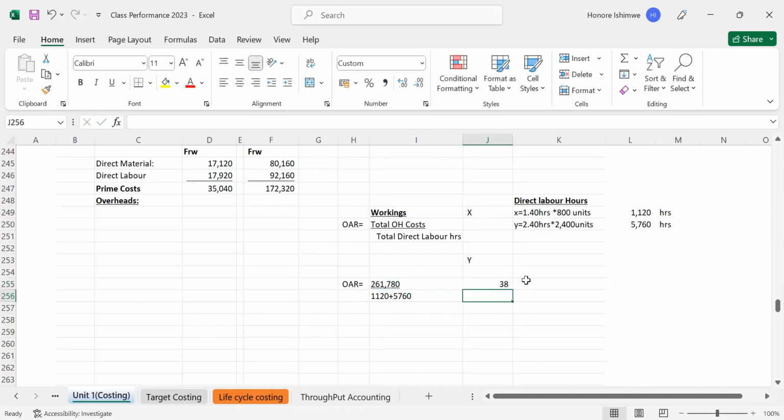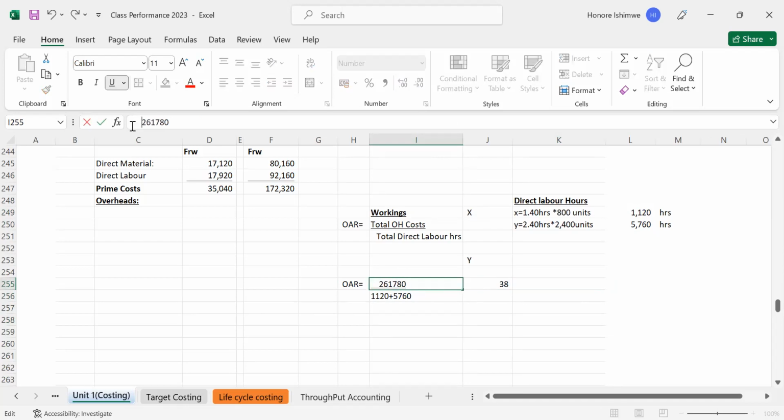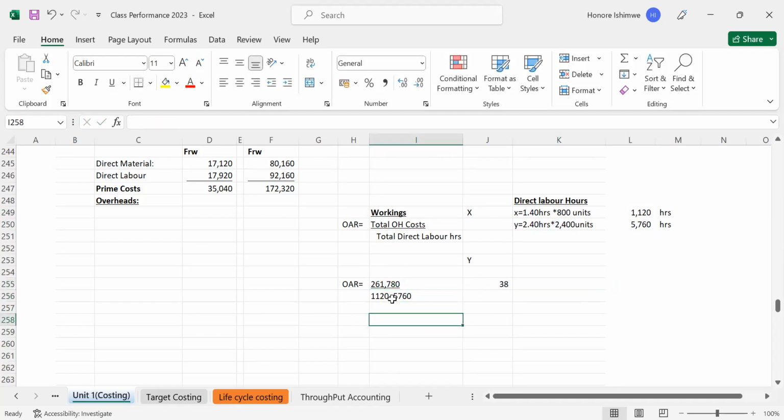I'm going to have here 38. These are the hours. Remember, these are the hours, and also please remember that, and remember this one is our cost. To me, this is an overhead cost per direct labor hour. Now let's do allocation.